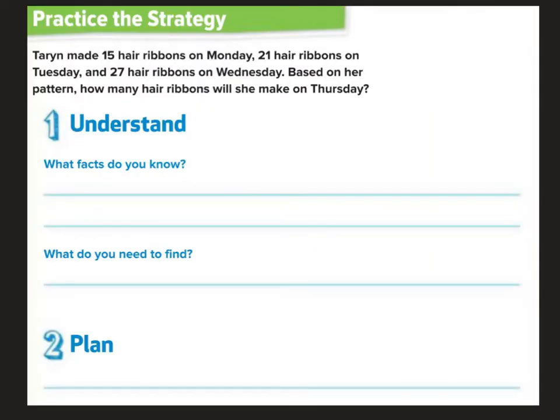Next one, Taryn made 15 hair ribbons on Monday. I'm going to underline that. 15 hair ribbons on Monday. 21 on Tuesday. 27 on Wednesday. Based on her pattern, how many ribbons will she make on Thursday? Okay, so I'm going to just do quick. Monday, 15. Tuesday, 21. Wednesday, 27. And then what do we need to find? Thursday is question mark. Okay, so our plan is, I think we should make a table.